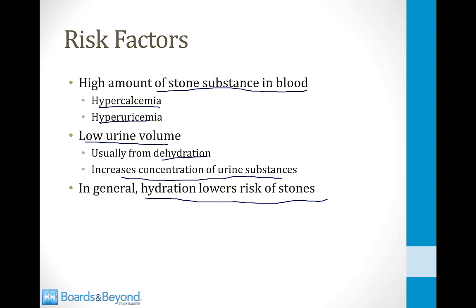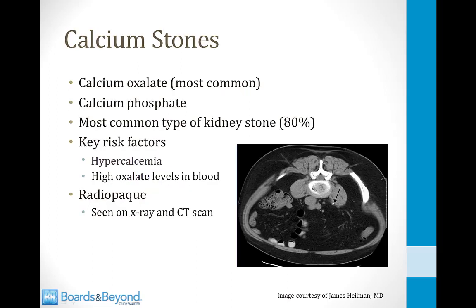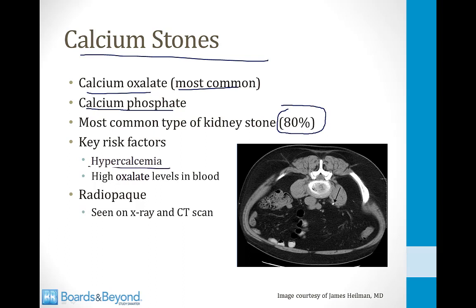So, the first type of stone we'll talk about is the most common type, and those are calcium stones. These are usually calcium oxalate. That's the most common type of calcium stone, but sometimes, less commonly, they're calcium phosphate. And these account for about 80% of kidney stones. Key risk factors are hypercalcemia. So, if you have high levels of calcium in your blood, there's more calcium in the urine and you can form these stones. Also, if you have high oxalate levels in the blood, you can form the calcium oxalate type of calcium stones. And these are radio opaque stones, so you can see them on X ray and CT scan.